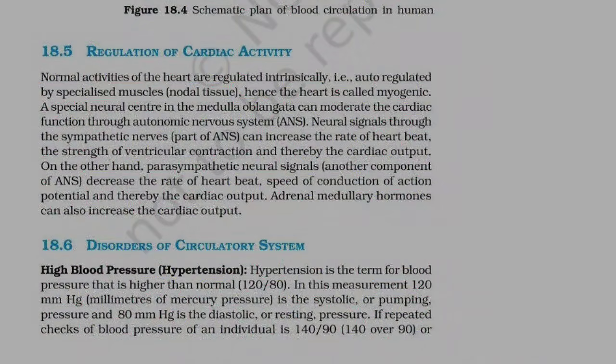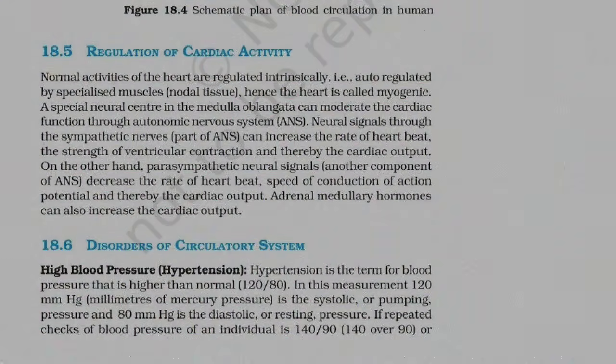18.5. Regulation of cardiac activity. Normal activities of the heart are regulated intrinsically, that is, auto-regulated by specialized muscles, nodal tissue. Hence, the heart is called myogenic. A special neural center in the medulla oblongata can moderate the cardiac function through autonomic nervous system, ANS. Neural signals through the sympathetic nerves, part of ANS, can increase the rate of heartbeat, the strength of ventricular contraction, and thereby the cardiac output.